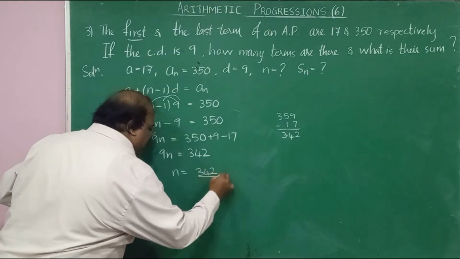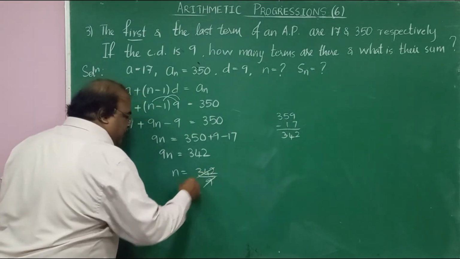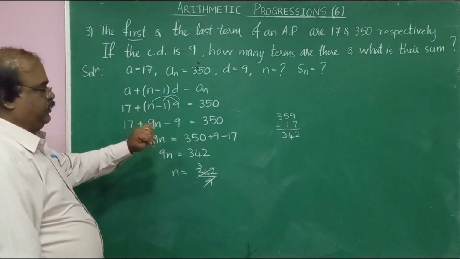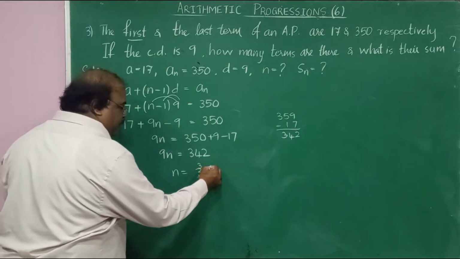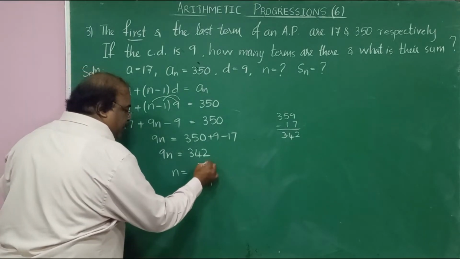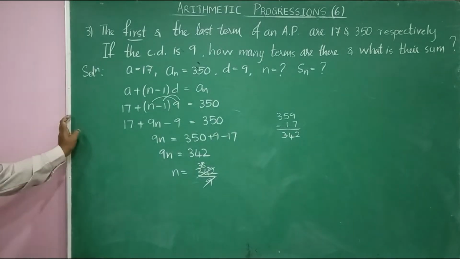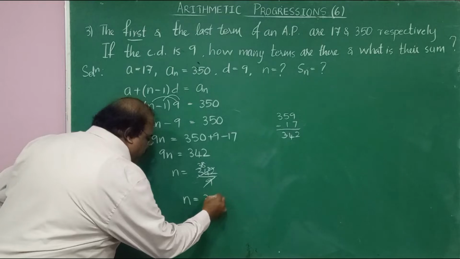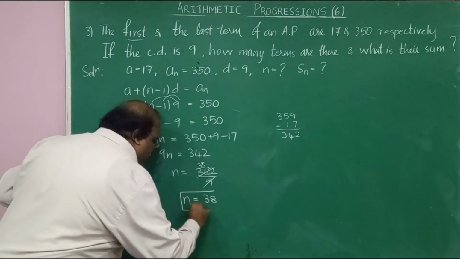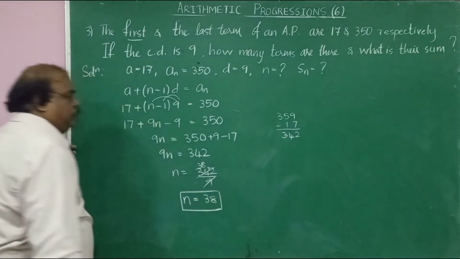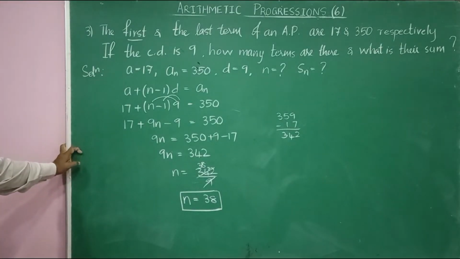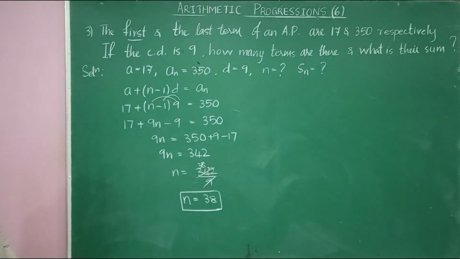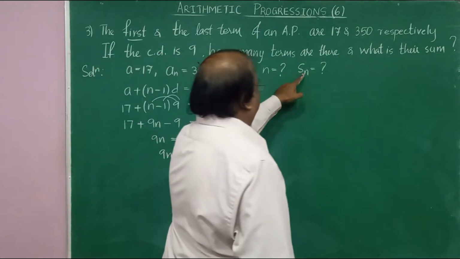342 upon 9. 9 threes are 27, 28, 29, 30, 31, 32, 33, 34, carry over 7. So this becomes 72. 9 eights are 72. So what is the value of n? So n is therefore going to be equal to 38. I have done the first part of the sum. Now I want you to calculate the sum of the series.